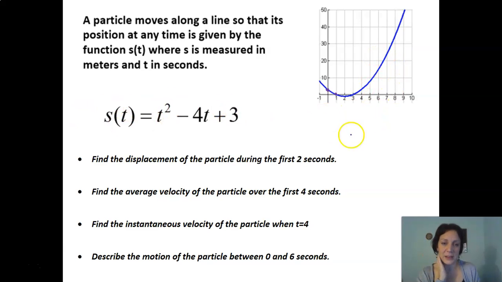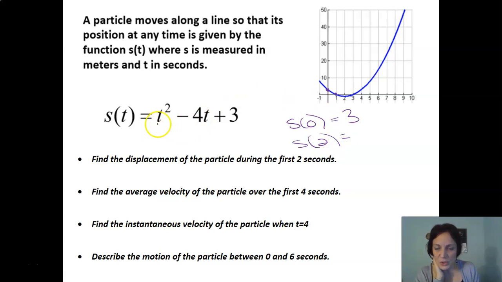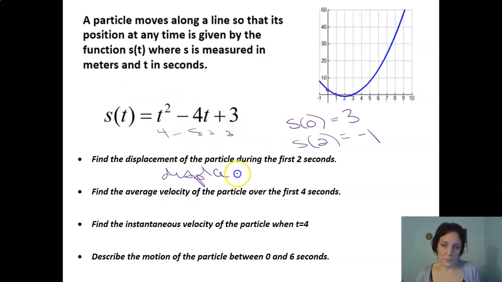So it says in the first 2 seconds. So I need s of 0, which is 3, and I need s of 2, which is 4 minus 8 plus 3. So negative 4, 1, right? No, negative 1. Okay, so it started at 3, it ended after 2 seconds at negative 1. So my displacement, there was a change of 4 units, but it's important to note that it was a change backwards. So our displacement here is negative 4 meters.